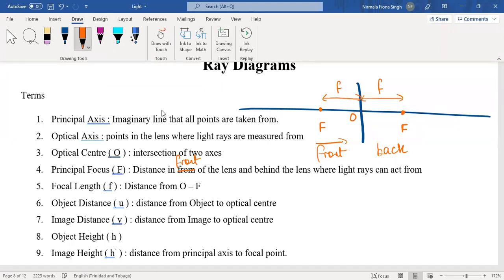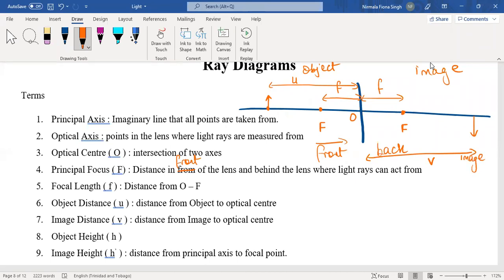Object distance. Now, the front of the lens is usually where we place an object, and the back of the lens is usually where our image forms. So here we're going to have our object distance, U. Say this is our object here. The distance between the object and the lens will be your object distance, indicated by a U. And somewhere our image is going to form. This is where our image is going to form. The distance from our image to our lens will be our image distance.